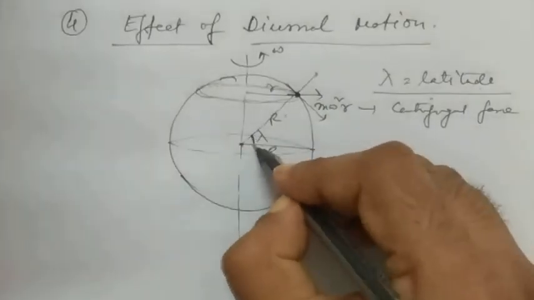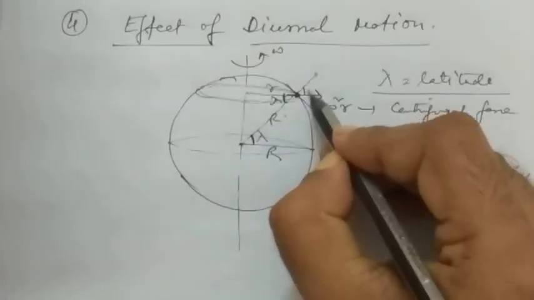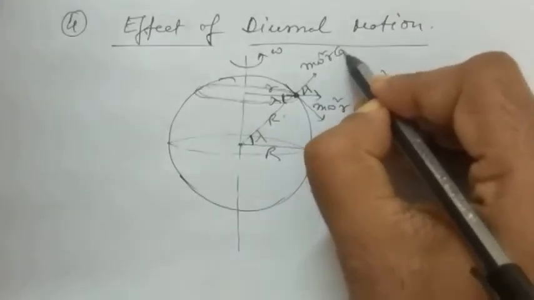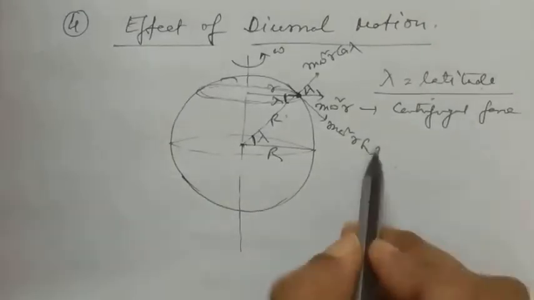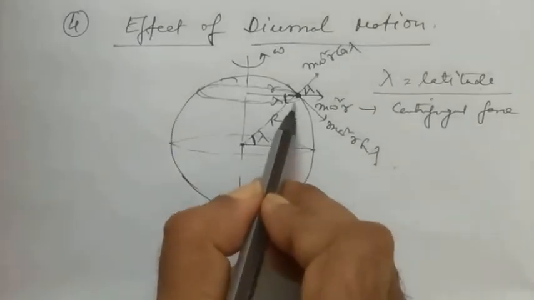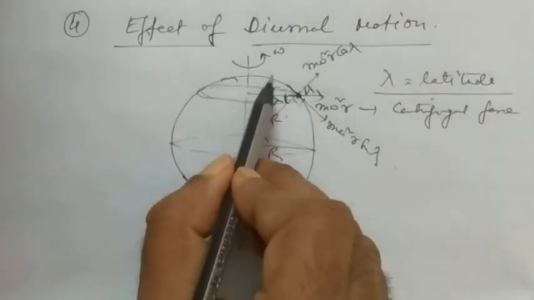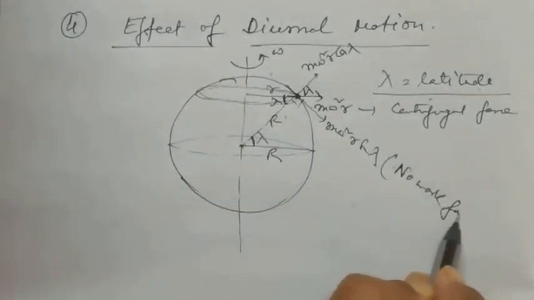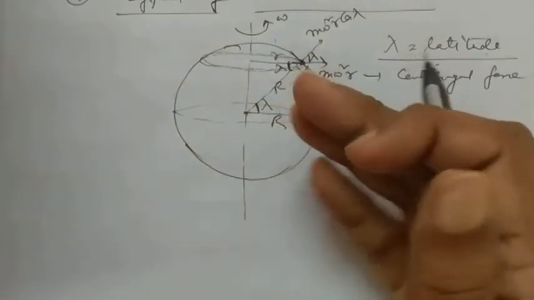Now if this is lambda, this is also lambda, that means the alternate angle, vertically opposite. So this component will be m omega square r cos lambda, and this component will be m omega square r sin lambda. Now as this m omega square r sin lambda is at an angle of 90 degrees with the radius vector, that means a tangent, so this will become a no-work force. But m omega square r cos lambda will do a particular work, that is reduce the weight of the body.